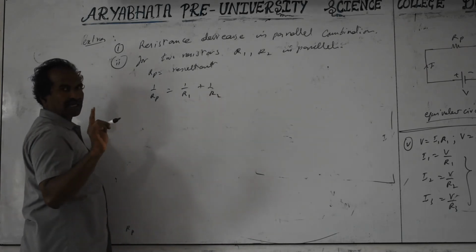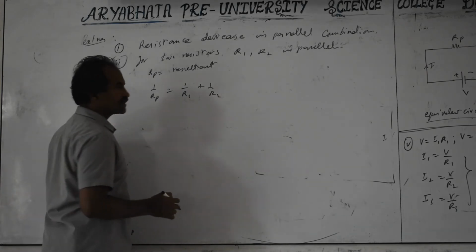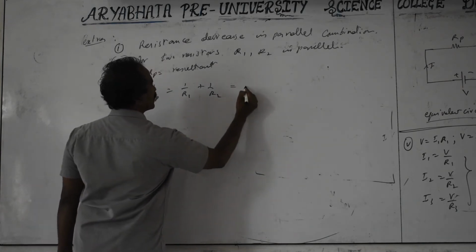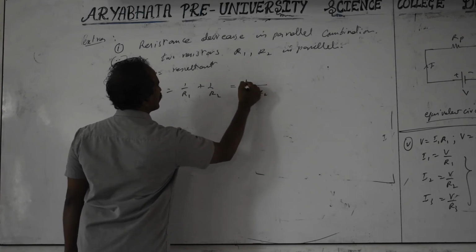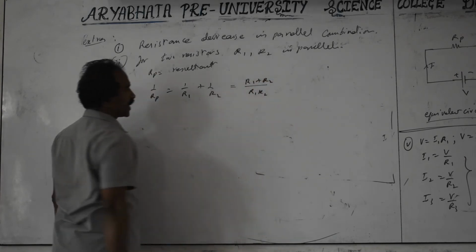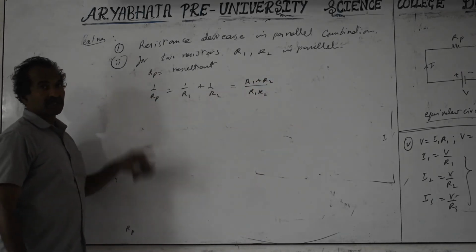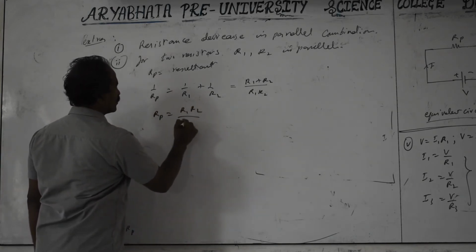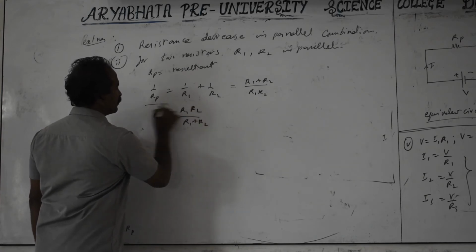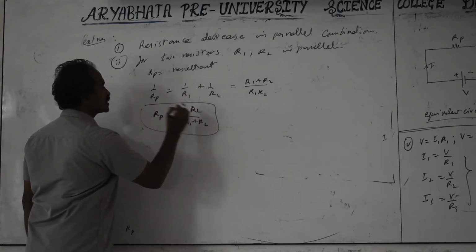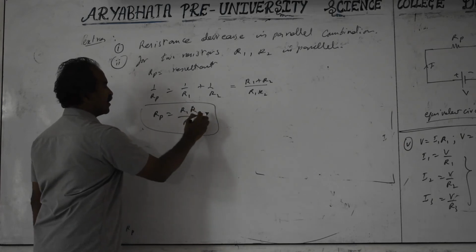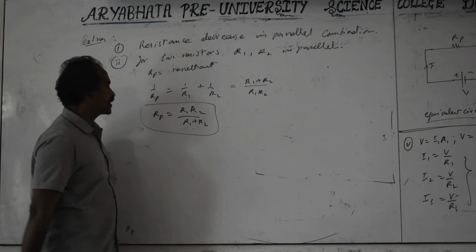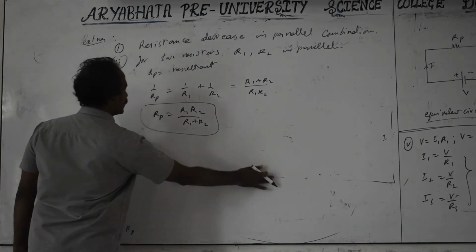Two resistors in parallel is a problem that generally comes for us in most cases. So if you take the LCM, this is nothing but R1 R2 in the numerator and R1 plus R2 here. But you have to find RP, so be careful. R parallel is nothing but R1 R2 by R1 plus R2. This is the reverse of the relation we got for the capacitor combination: series combination here is the parallel combination there.